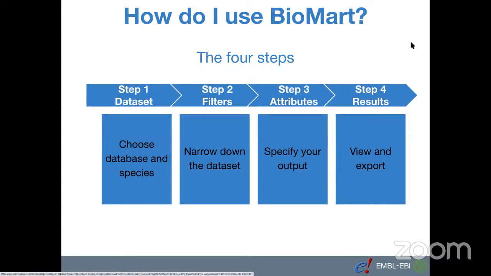To use BioMart, you have to follow 4 super simple steps. First, you need to choose your database and species of interest. You then have to narrow down this big database of all possible genes to a smaller data set of interest, and you can do so by applying filters. After you've applied your filters, you then get to choose the attributes, and these are the things that you want to print. And finally, you can view your results, and you also get the option to export them.